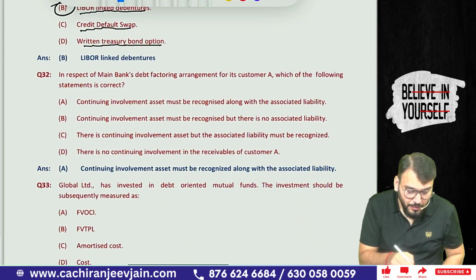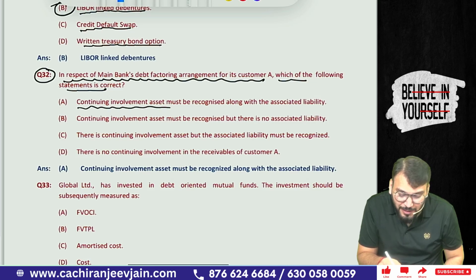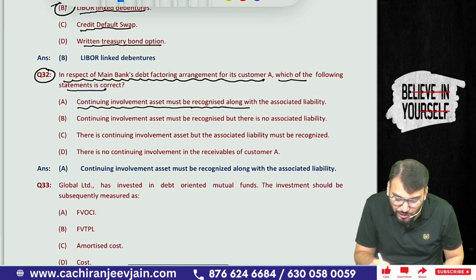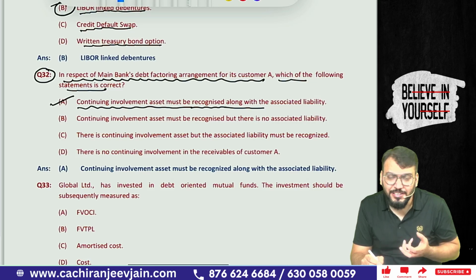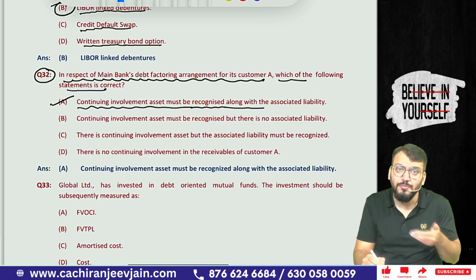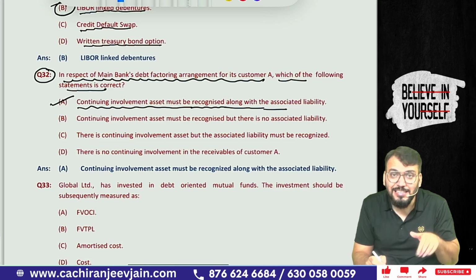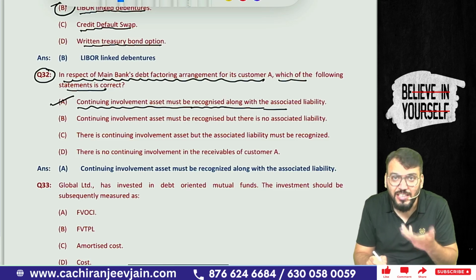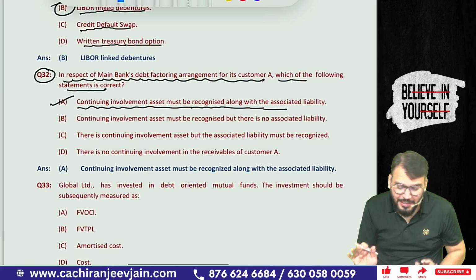Okay. Question 32. In respect of main bank debt factoring arrangement for its customer A, which of the following statements is correct? Continuing involvement asset must be recognized along with the associated liability. This is only correct. Means whenever there is a continuing involvement in the asset, then we recognize continuing involvement asset with the associated liability as per Ind AS 109. If you remember the concept about continuing involvement in the financial asset transferred. Option number B, I think now there is no need to read, but option number A is only correct.